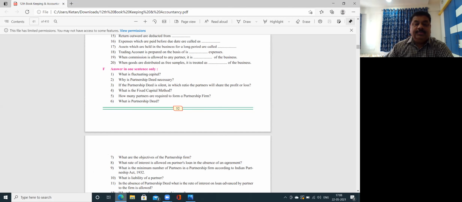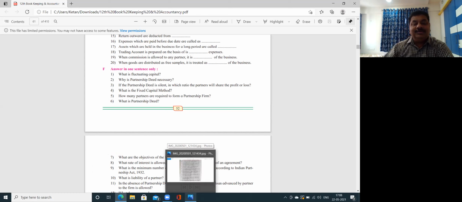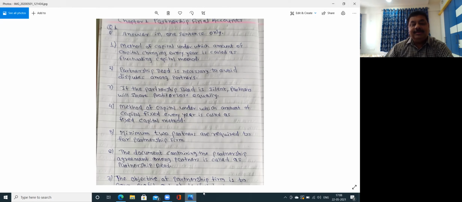Number 5. How many partners are required to form a partnership firm? Obviously 2 partners are required. So for number 5, the answer is: minimum 2 partners are required for partnership firm. You can write additionally 'to form partnership firm', no problem.